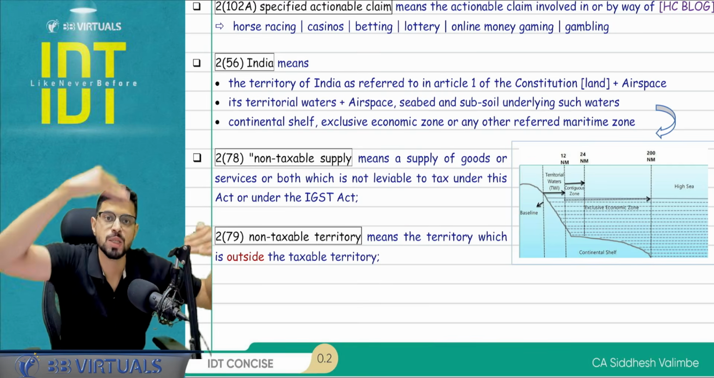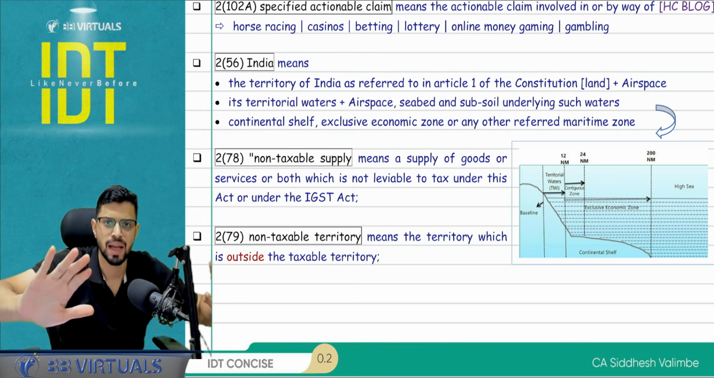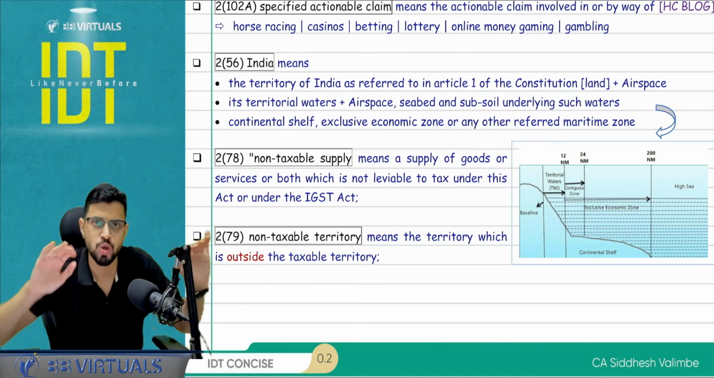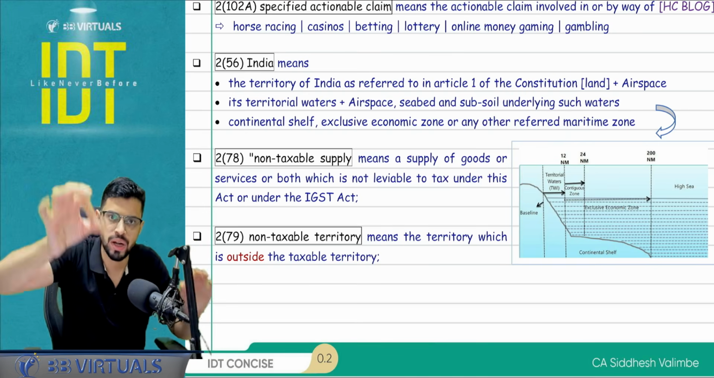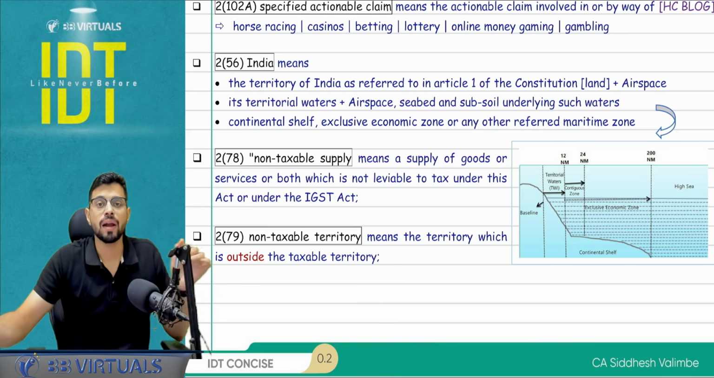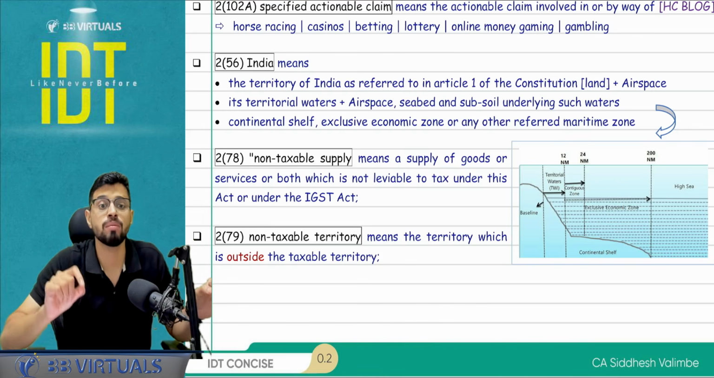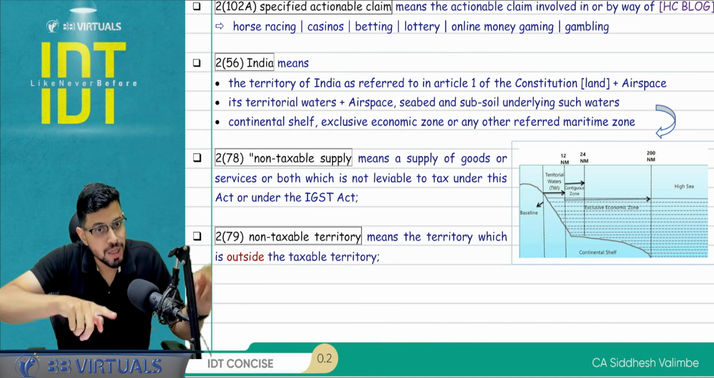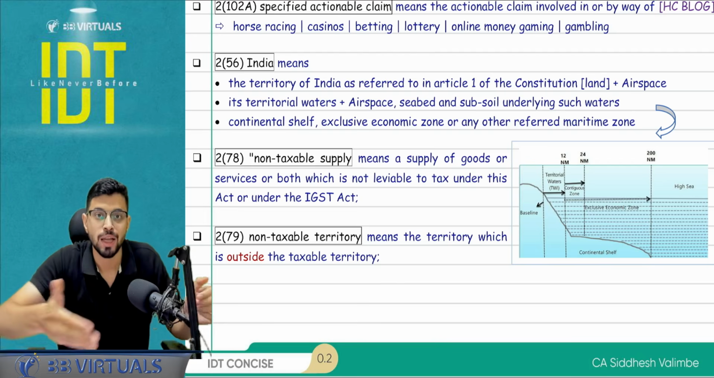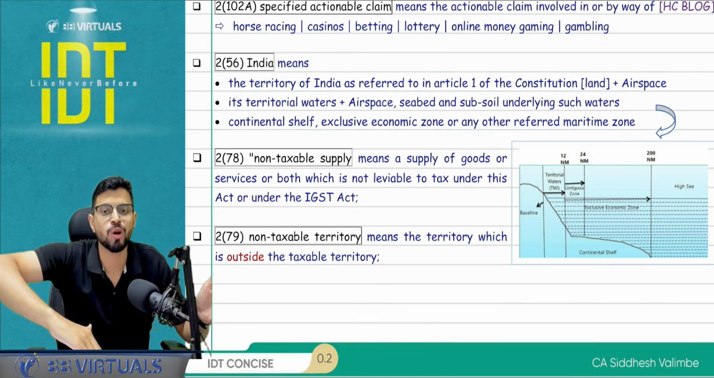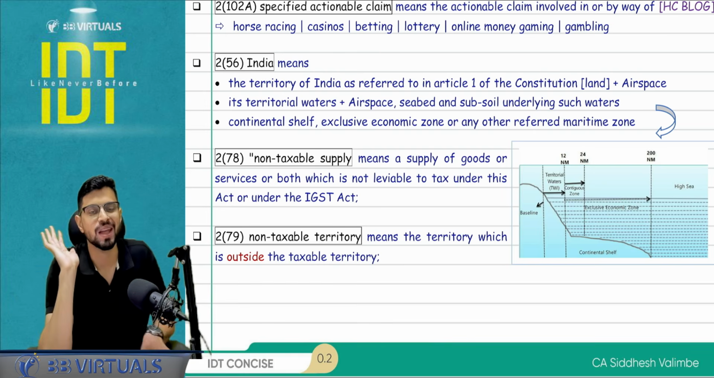Sir, what about airspace above the TWI? Yes, the territorial waters of India are just like the land boundaries. So airspace above the territorial waters of India is also part of India. Sir, then what if I conduct any transaction in a submarine which is underwater in the territorial waters? Sir, is it a part of India? Absolutely yes. The seabed and the subsoil below the territorial waters of India, that is also part of India.